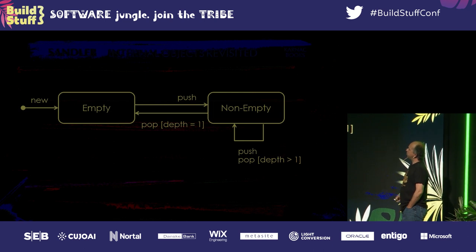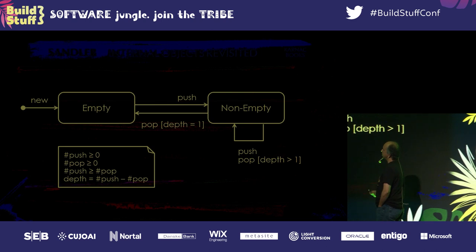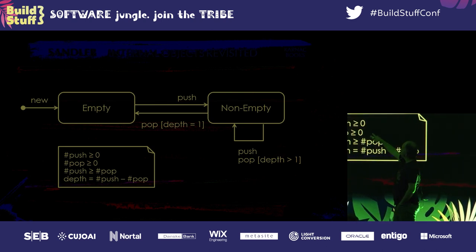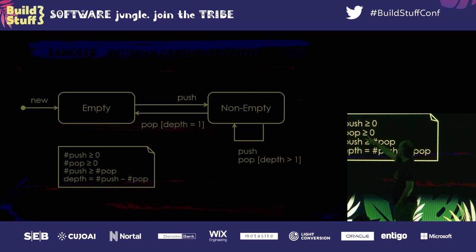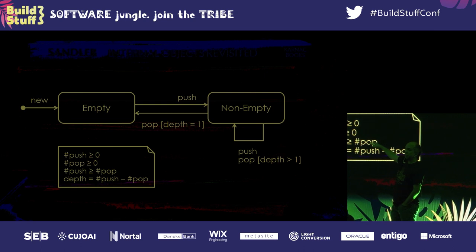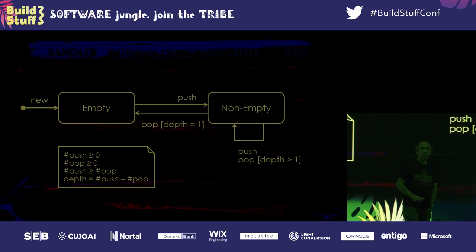Where do I find my depth from? Well, you can actually calculate your depth. We can basically say a few things. These are called invariants. The number of times I push must be greater than or equal to zero. The number of times I pop must be greater than or equal to zero. The number of times I push is greater than or equal to the number of times I pop. That seems reasonable. And the depth is the number of pushes minus the number of pops.